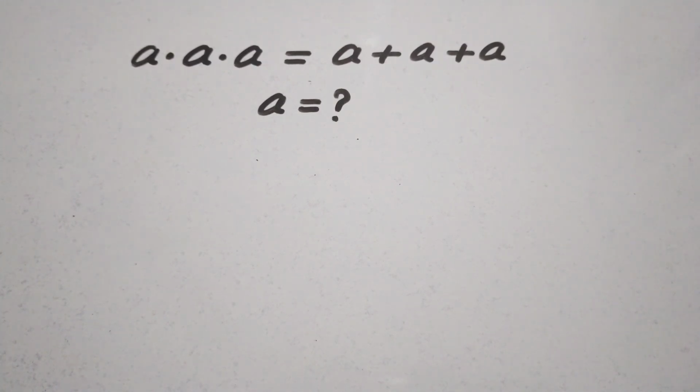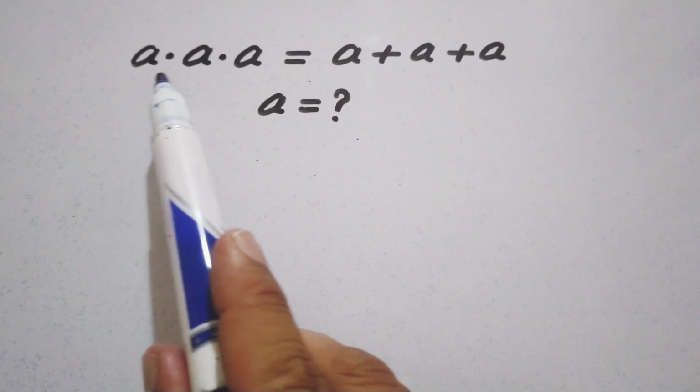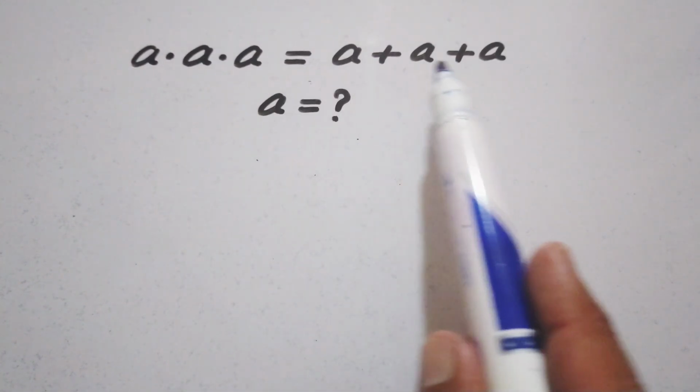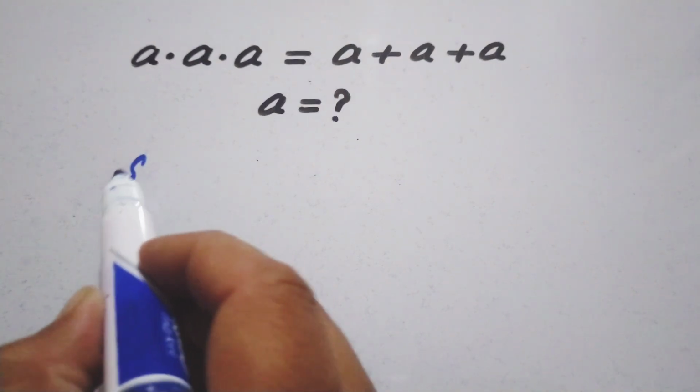Hello everyone, welcome to solve this very nice problem: find the value of a, where a multiplied by a multiplied by a is equal to a plus a plus a. Let's come to the solution.